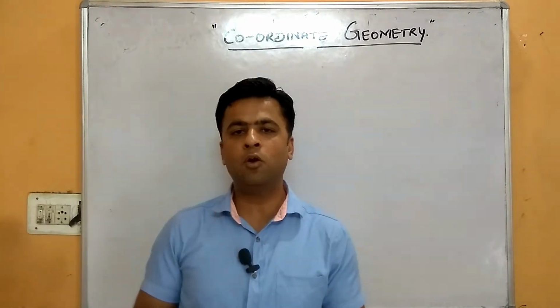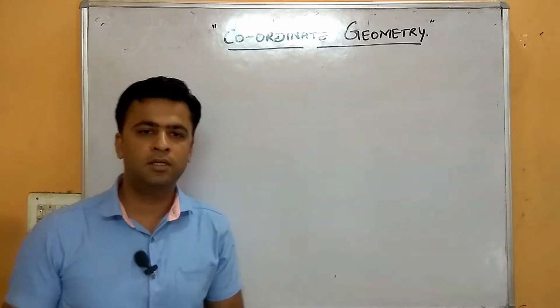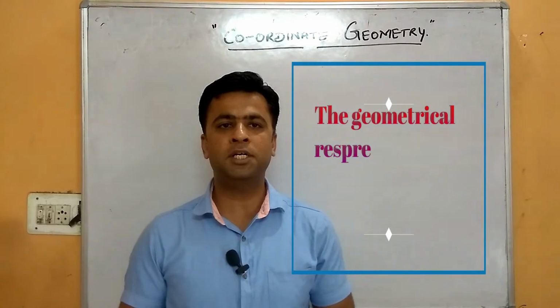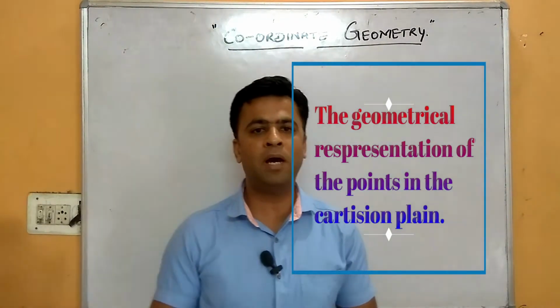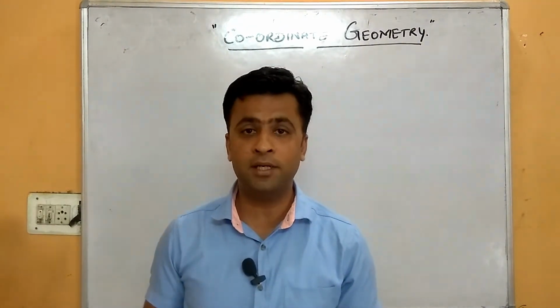What is meant by coordinate geometry? I have written here coordinate geometry. What does it mean? Coordinate geometry is the geometrical representation of points in the Cartesian plane. And what is meant by Cartesian plane?